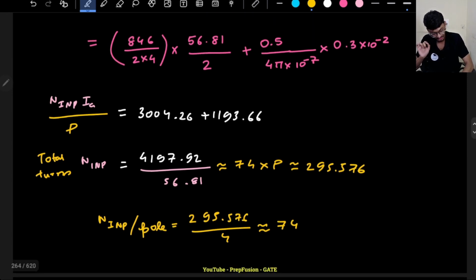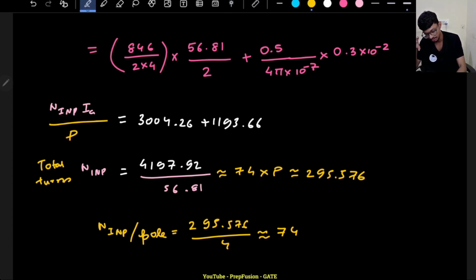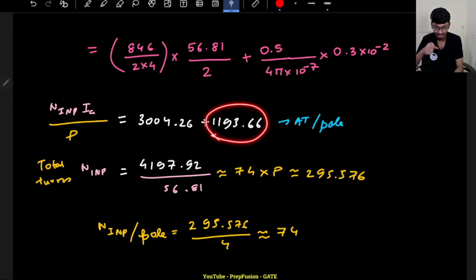74 will actually be the answer, because here I forgot to divide by the number of poles. The right hand side is ampere turns per pole. Whatever ampere turns you have calculated, this is only under a single pole. Same for here, only under a single pole. So the same should be on the left hand side as well.